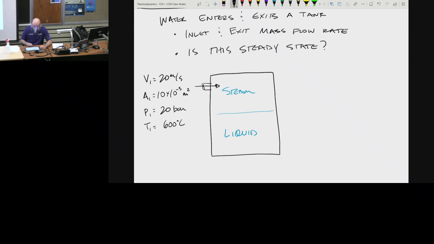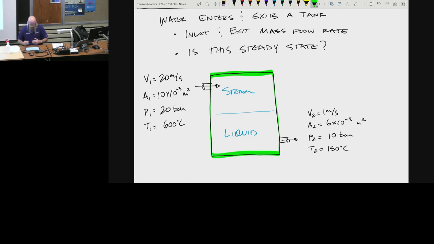And then there's going to be another pipe down here at the bottom, and there's going to be some stuff coming out, and the velocity 2 is going to be 1 meter per second. The area 2 is going to be 6 times 10 to the minus third meters squared. The pressure 2 is going to be 10 bar, and the temperature 2 is going to be 150 degrees Celsius. And so this obviously is an open system. If I were to draw my system boundary around this, I know that there is going to be mass crossing that boundary, and that's the only thing I need to denote that it's an open system.